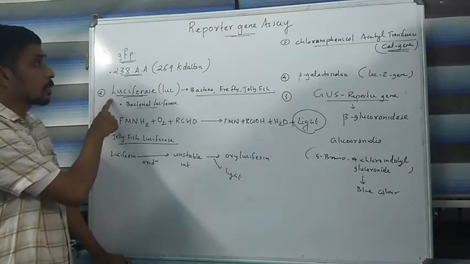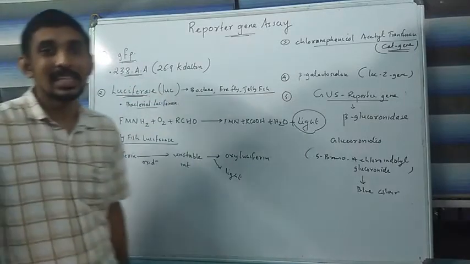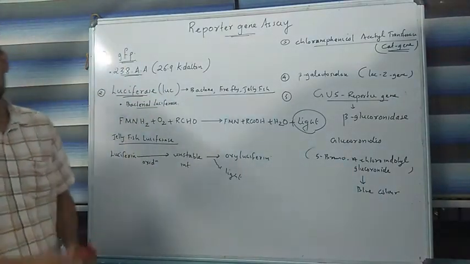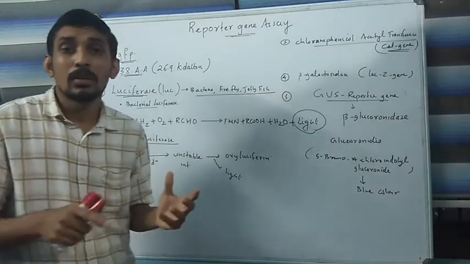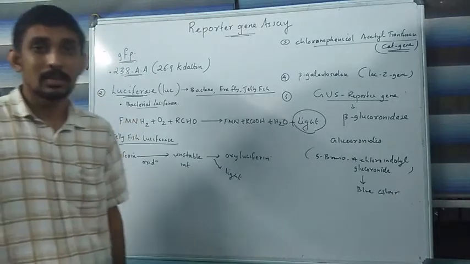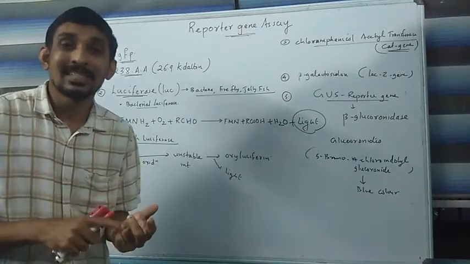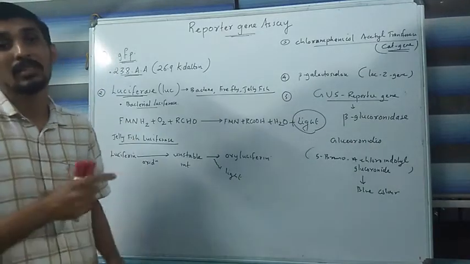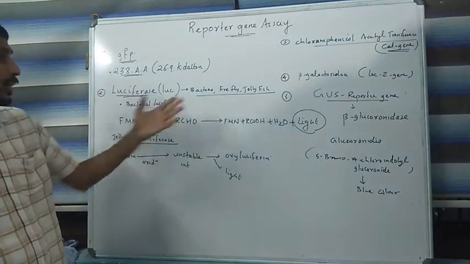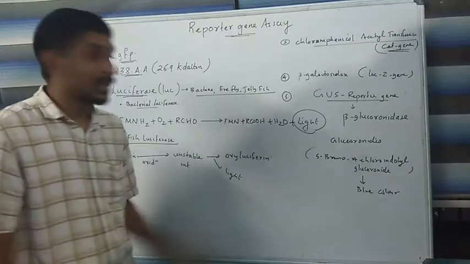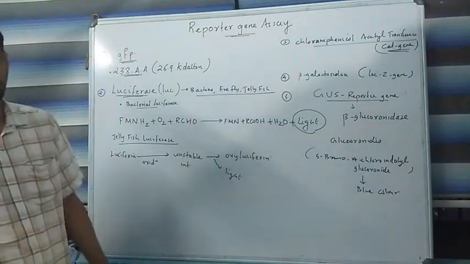The second example of a reporter gene assay is the Luciferase gene, the LUC gene. This Luciferase gene is found in different living organisms. For example, it is found in a few bacteria, and in insects like the firefly, which in Malayalam we call minna minni. It is also found in some marine organisms, like jellyfish. So it is commonly found in more than one organism.